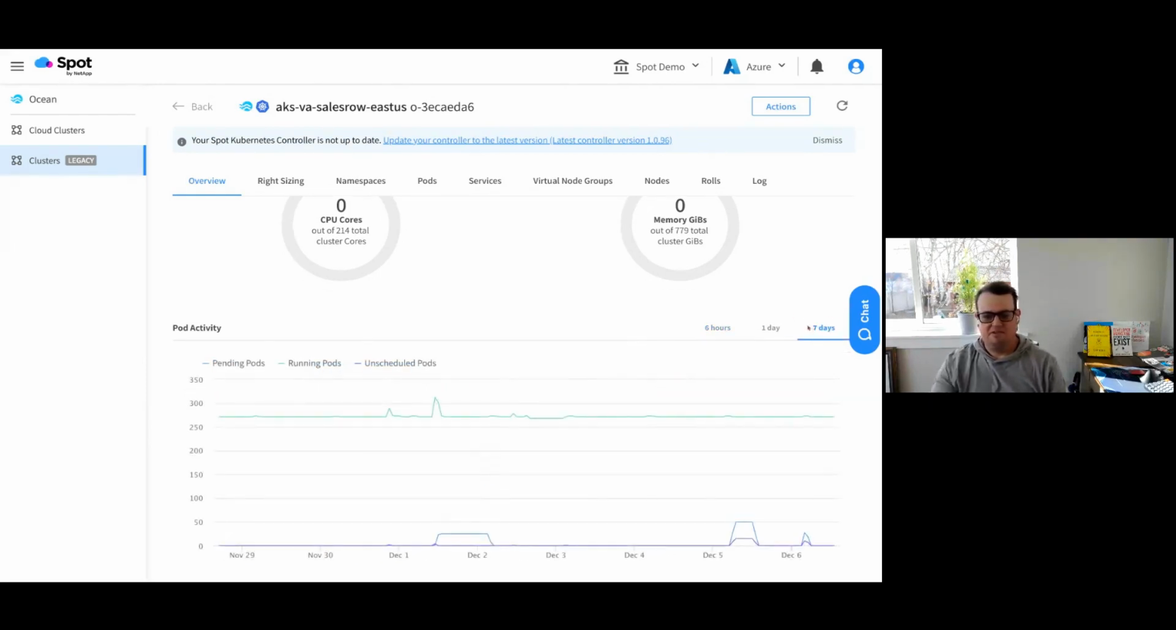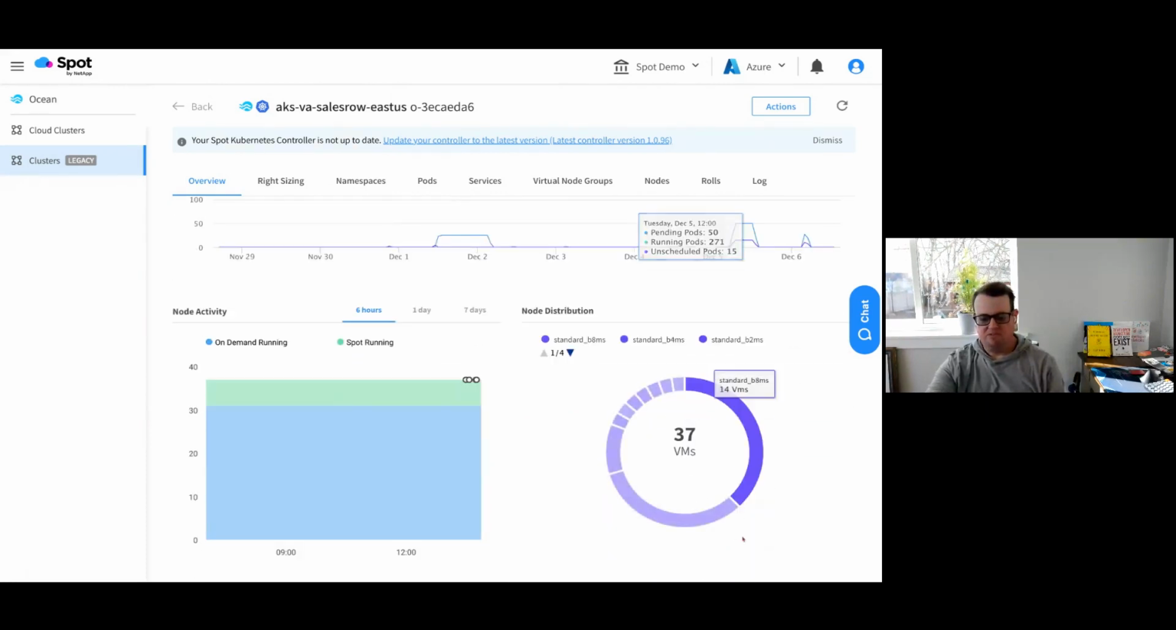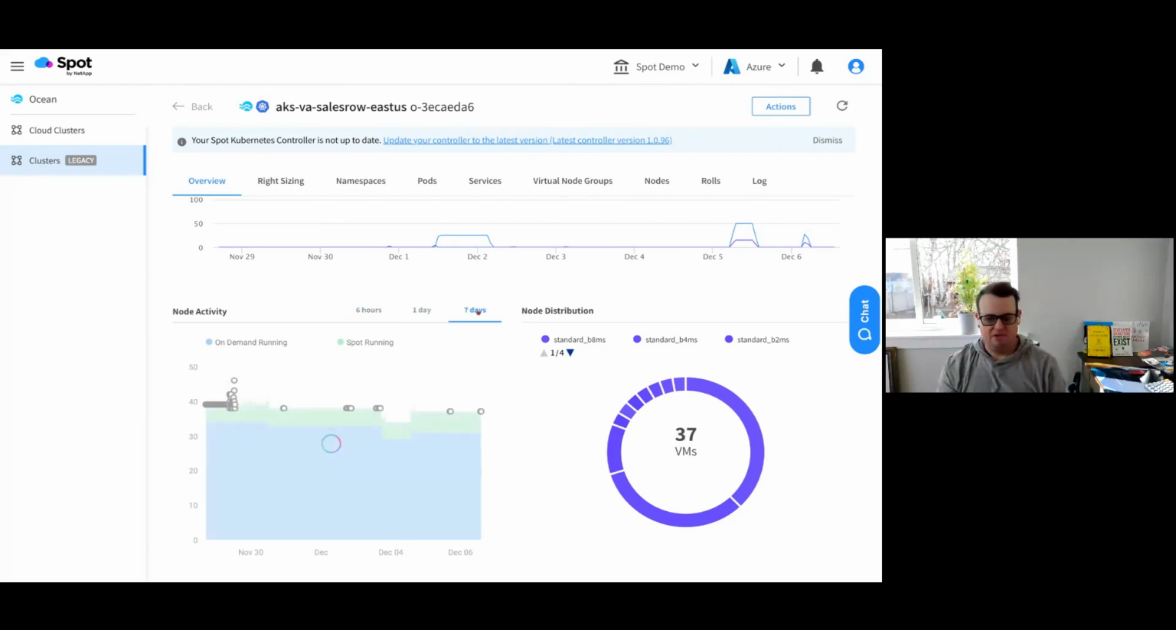If I blast that out to 7 days, you can see here how that runs and what's been unscheduled. And you can see here I'm running 31 instances currently on demand and running 6 spot instances. If I hit my 7-day blowout, you can see how that changes and how it moves around.